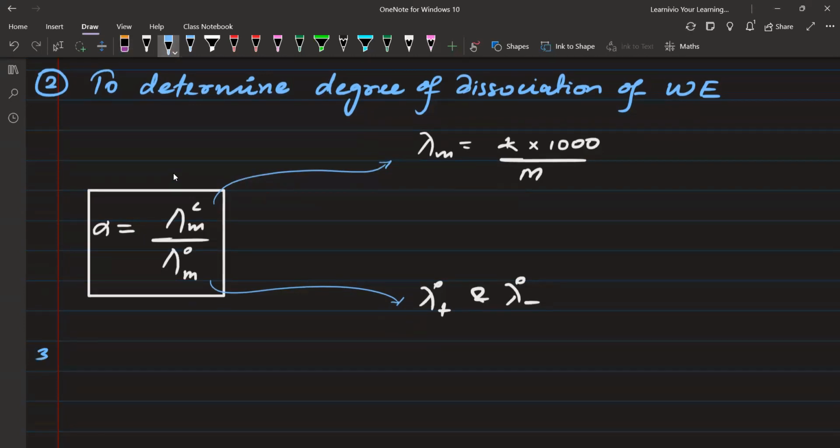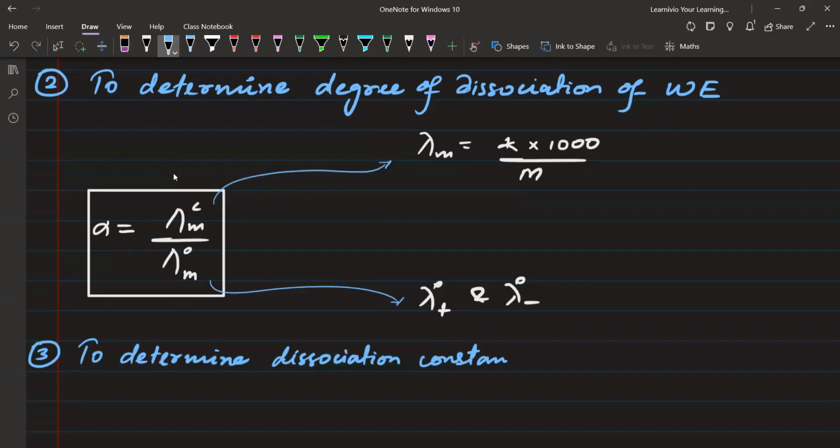Write third. To determine dissociation constant of weak electrolyte.